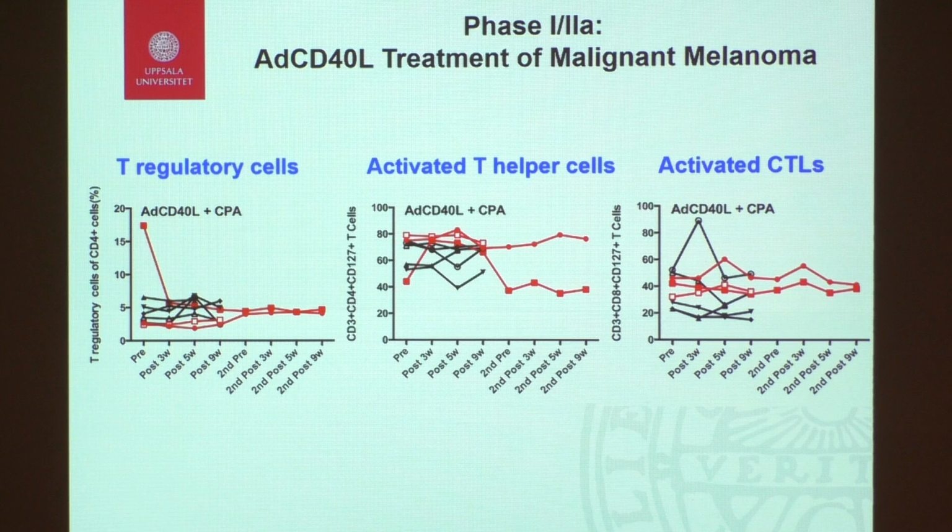We looked at some immunology also in these patients, and what we could see was that the patients that responded to treatment, shown here in red, usually had low levels of T regulatory cells, or they became low after cyclophosphamide, and they also had higher levels of activated T helper cells and activated cytotoxic T lymphocytes. And these are analyses in the blood, so we couldn't do that on tumor samples.